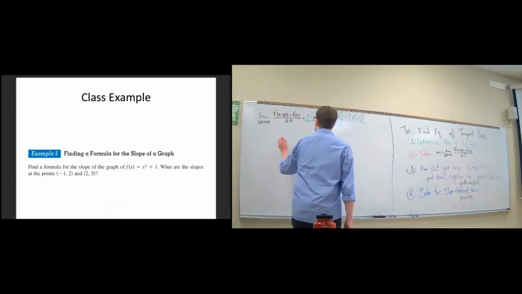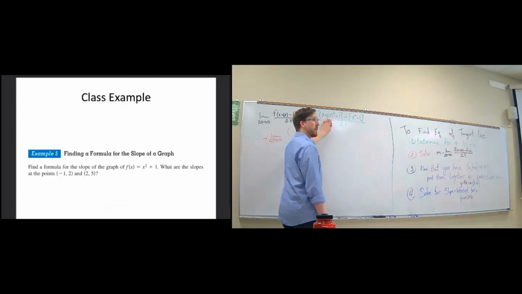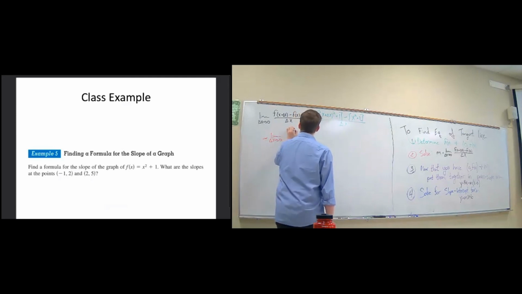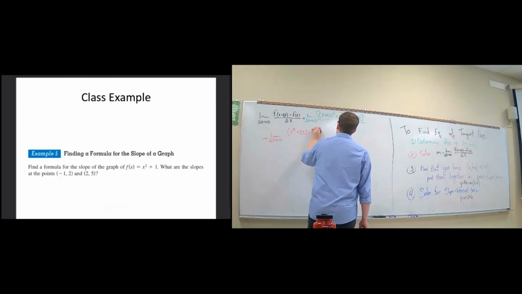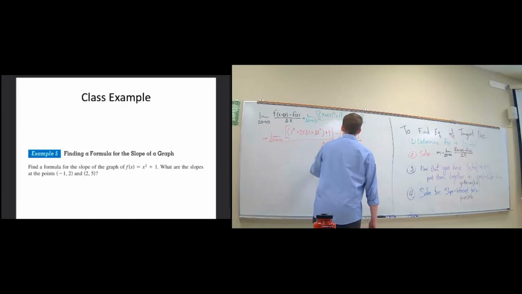Okay, expanding this out, the limit as delta x goes to 0 of x plus delta x, that quantity squared, is going to be x squared plus 2x delta x plus delta x, that quantity squared, plus 1 minus x squared plus 1, all over delta x.